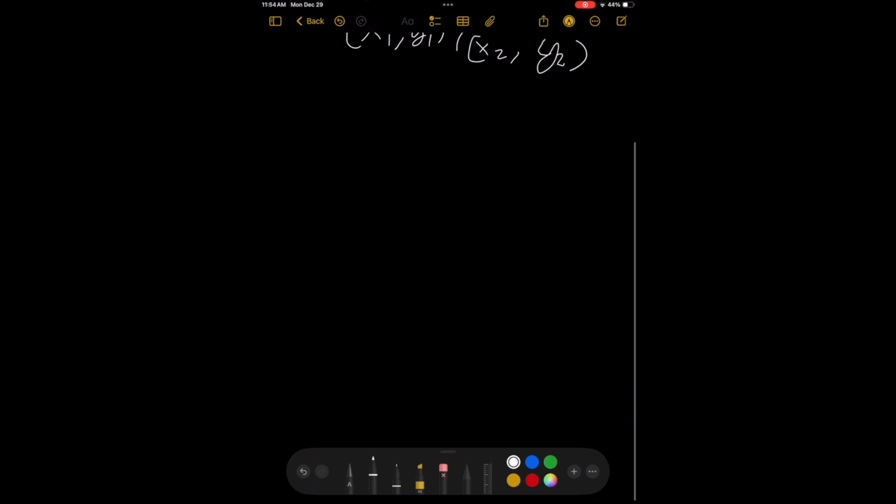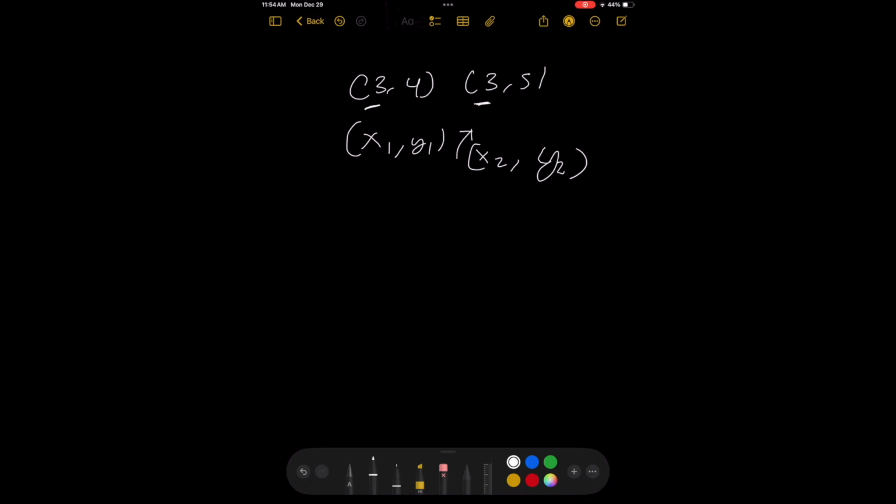So let's try it. y2 minus y1, that's 5 minus 4. Great. Over 3 minus 3. And if we simplify this, we'll get this. Now, this is a problem. We can't divide by 0. You'll explore later in later math classes why we can't divide by 0 and why it doesn't work. But it's just an impossibility.